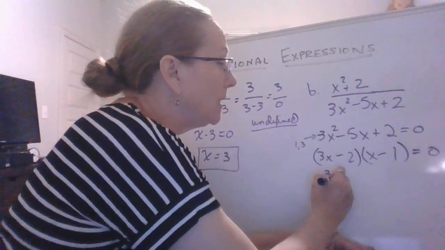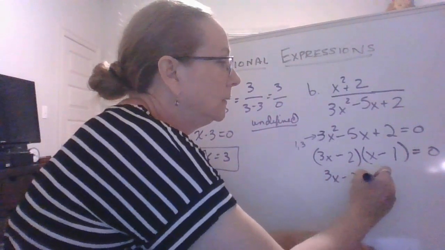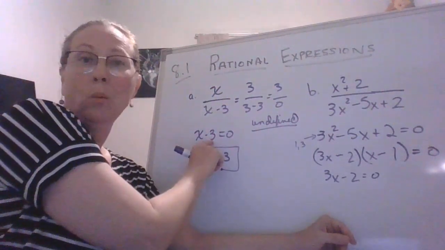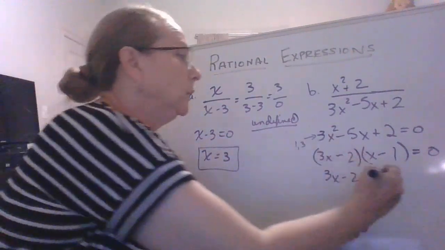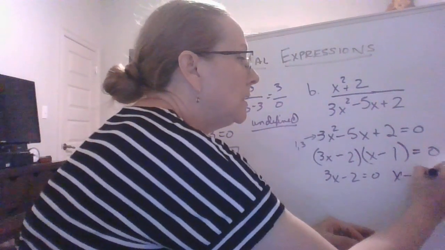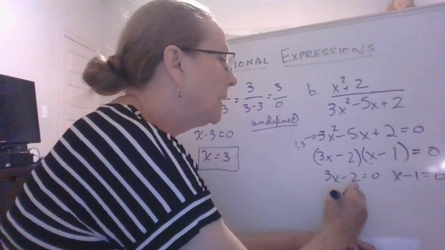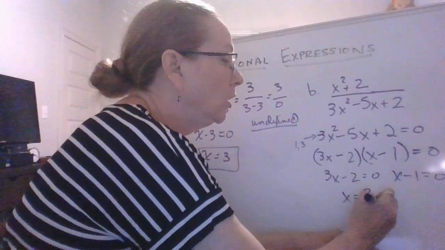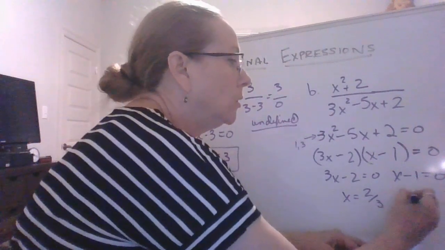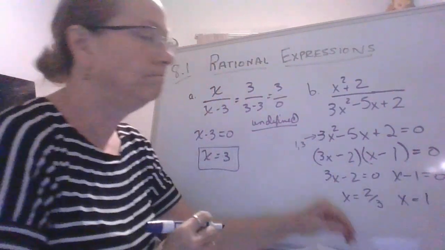So now, instead of just having 1 binomial, I now have 2, and each of them needs to be set equal to 0, just like you did in the last chapter. And x could be 2/3, x could be 1.